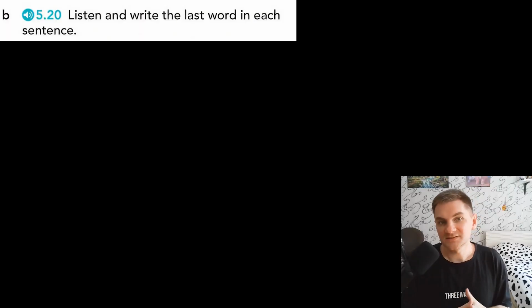Part B, it's interesting and it's a dictation. Listen and write the last word in each sentence. So you need to write only one word, the last word in the sentence, not the whole sentence, just one word, the last word in each sentence. I hope you get it. Now listen and write the last word in each sentence.